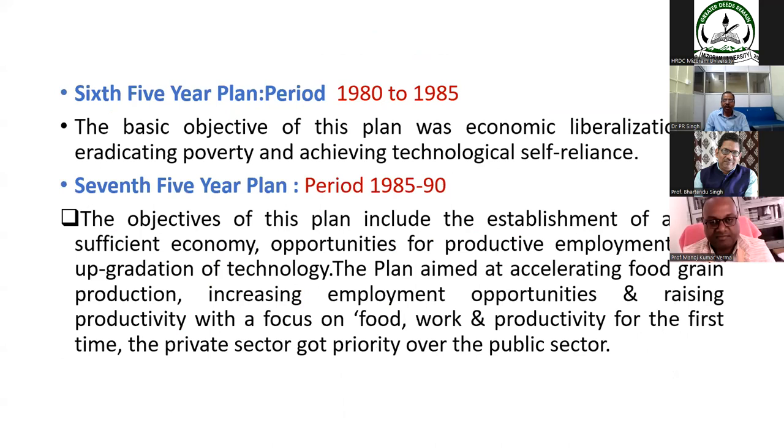And from 1980 to 85, the major emphasis was given to economic liberalization and eradicating poverty. The sixth five-year plan was not very good for development purposes, not in the field of agriculture, not even in the field of technology; it did not achieve the targets. The seventh five-year plan started, the period being 1985 to 90. In this program, one thing is very important: they were upgrading the technologies during this program.